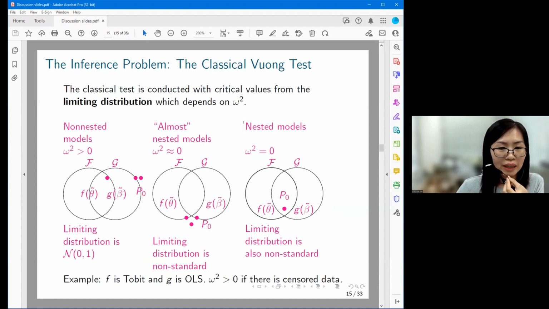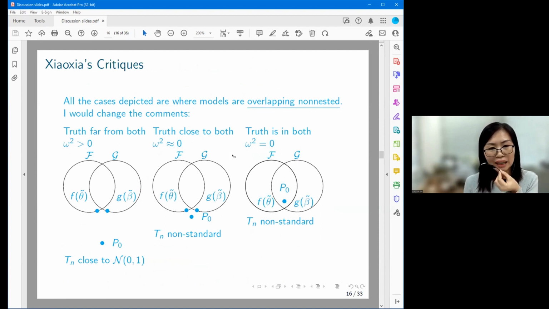He was saying that these three cases stand for non-nested models, almost nested models, and nested models. But I think these terminologies may not be standard, so I will explain with this slight modification. Remember the two circles stand for the two models. As you can see, in all three cases they have non-empty intersections. So they are overlapping non-nested models, meaning that they're not subsets of each other. In all three cases, the models are overlapping non-nested.